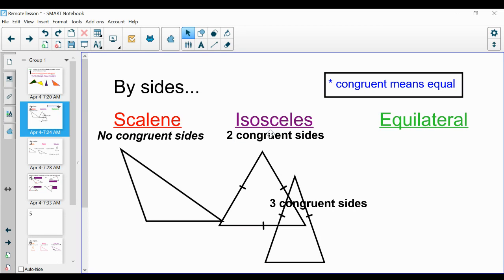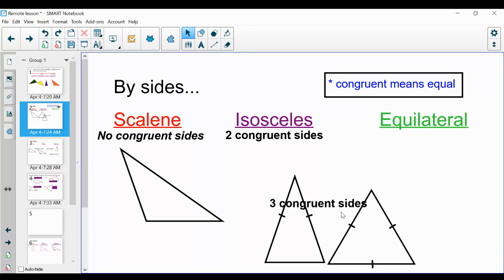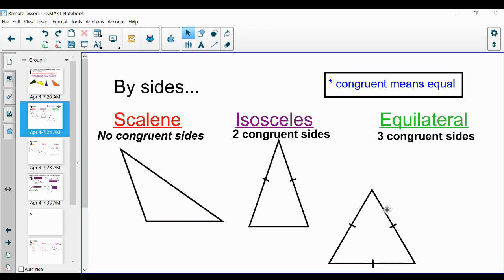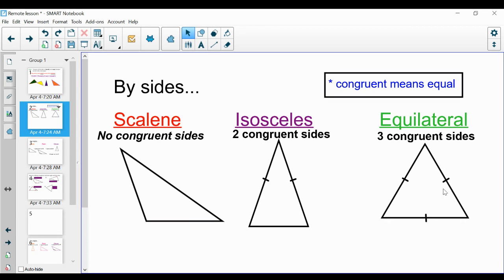When we talk about an isosceles triangle, we're talking about a triangle that has two sides that are the same, or two congruent sides. So of the triangles we've got left here, this one actually has two congruent sides. And I know that they are congruent because these little marks right here indicate that this length is the same as this length. So this would be an example of an isosceles triangle that has two sides that are the same length. Of course, that leaves our equilateral triangle with all three sides being the same length, and that's indicated by these little tick marks here.